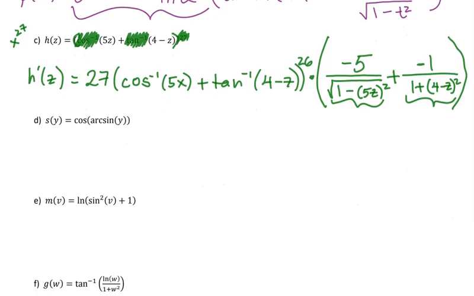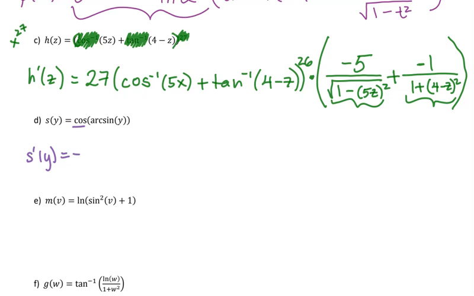Okay, next one is cosine of arcsine of y. And actually, we did some of this fractions work. You could rewrite that so that there weren't any trig functions, but trig functions are fairly easy to take the derivative of, so I don't think we need to. So this is inner function arcsine y, outer function cosine.